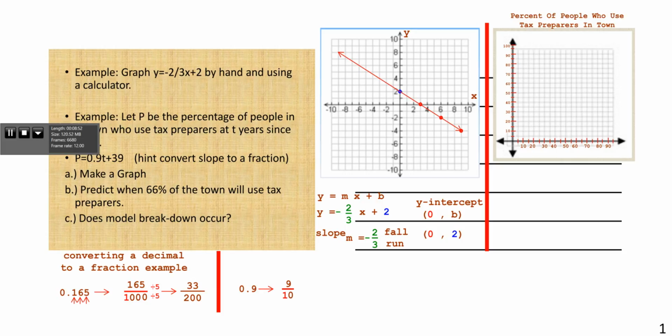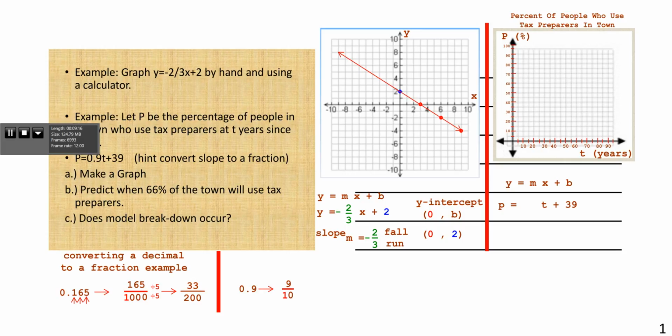Let's put a label at the top to hopefully make it easier to understand what we're talking about. It's percentage of people who use tax preparers in the town. P, percentage, is our Y label axis, and T is our X label axis, years. And our equation, general format, y equals mx plus b. Yes, it is in that format in this case.